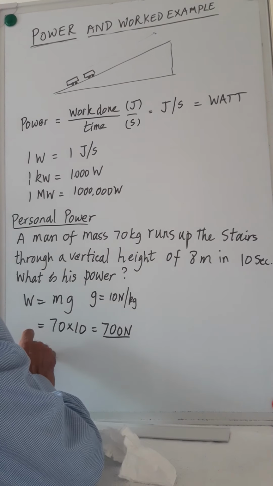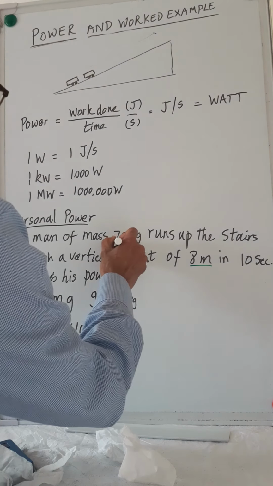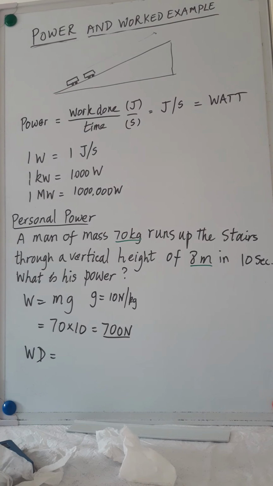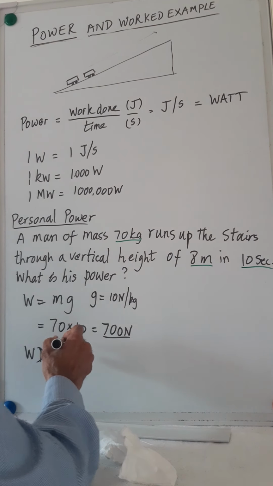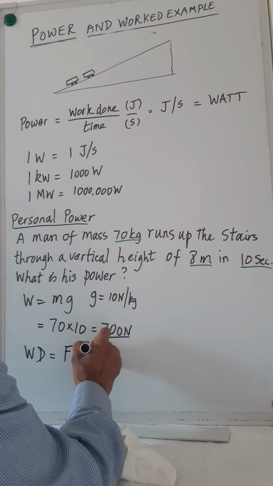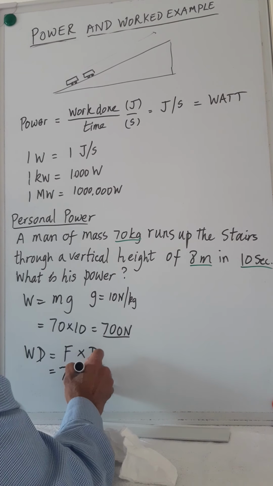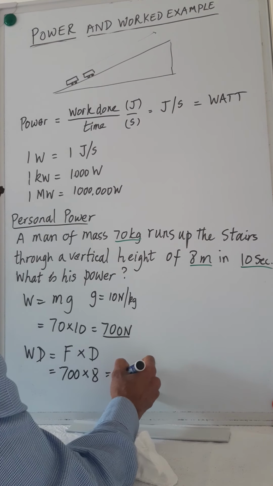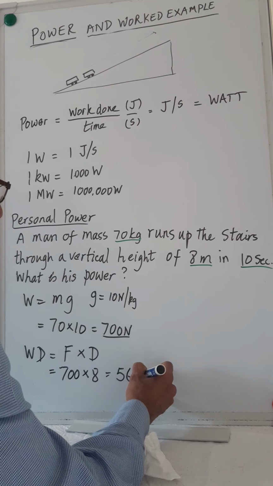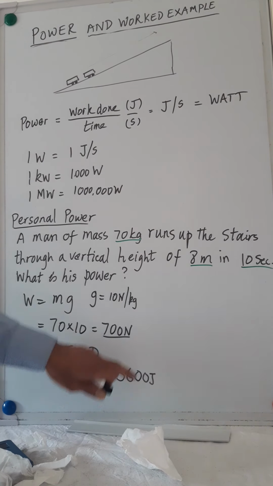How much work does he do in moving up the stairs? The stair has a height of 8 meters. His mass is 70 kilograms, and it takes 10 seconds. Work done equals force multiplied by the distance moved in the direction of the force. Force is 700 newtons, his own weight, times 8 meters, which is 5,600 joules. So he does a work of 5,600 joules in moving up 8 meters.